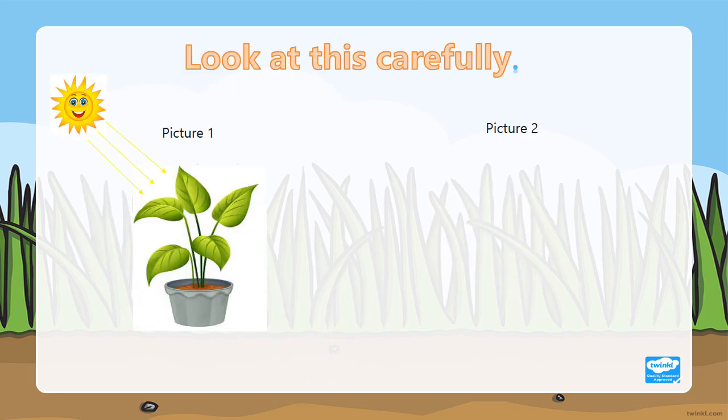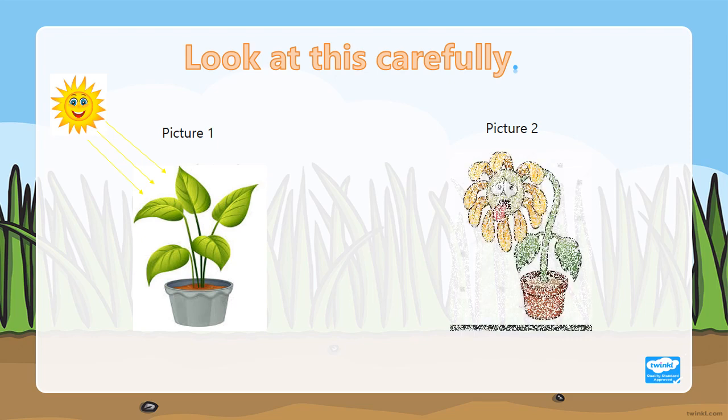Ready to learn? Look at this carefully. Picture number 1 and picture number 2. What is the difference you find in them? One is growing happily. Which one? Picture number 1 or 2? Yes, picture number 1. Very good. Picture number 1 plant is growing happily, and the other is sad and about to die.